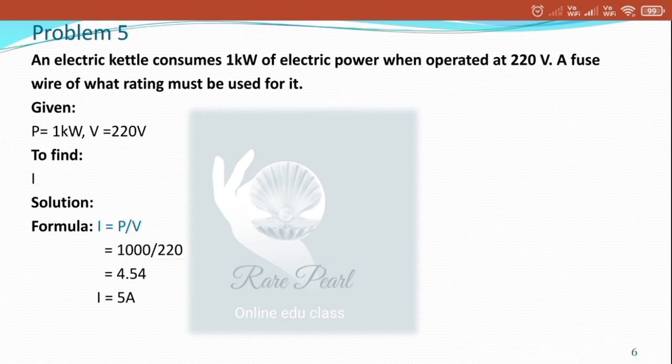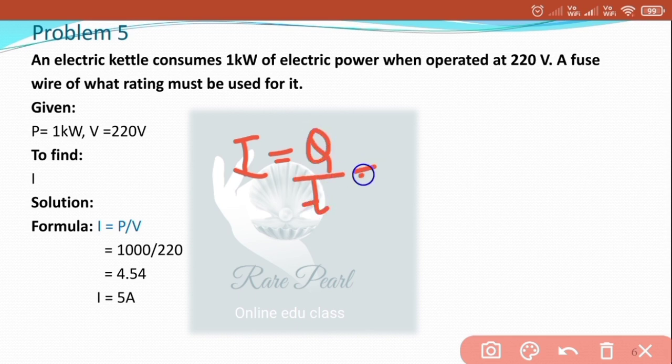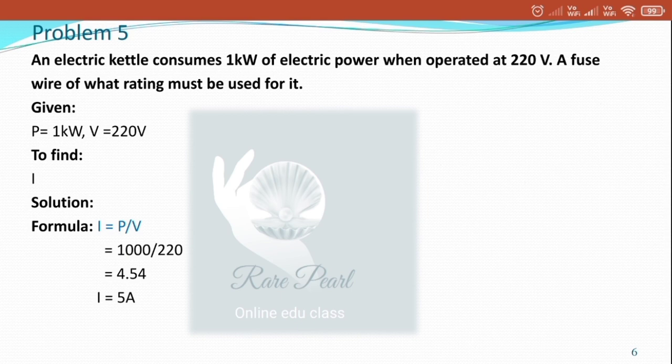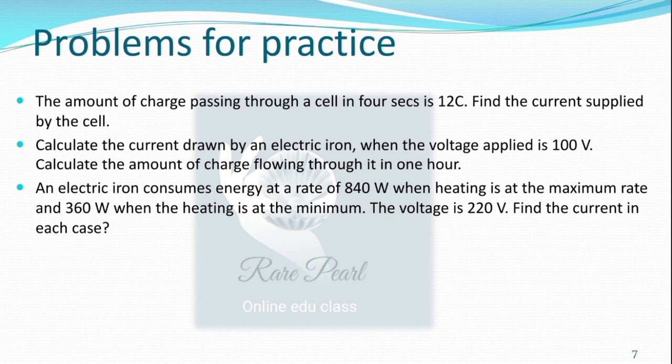So we have seen problems on all the expressions of current, that is I is equal to Q by T, I is equal to NE by T, I is equal to V by R, and I is equal to P by V. Now I will be giving you problems for practice. These are all the problems for practice.